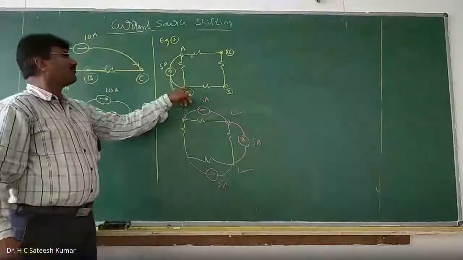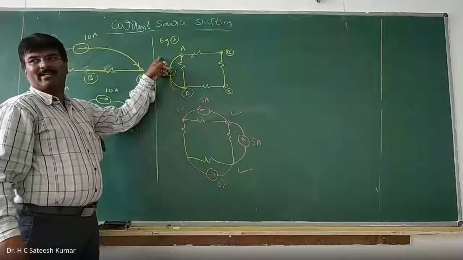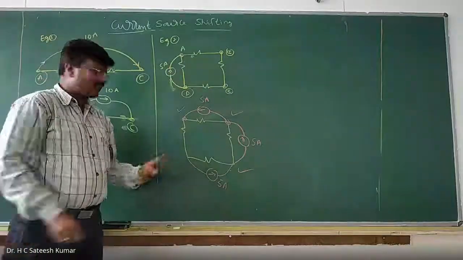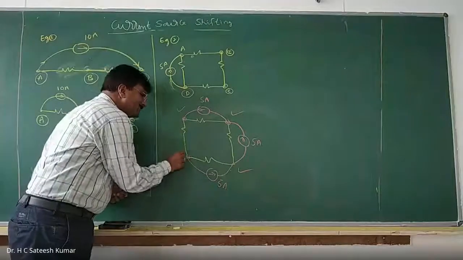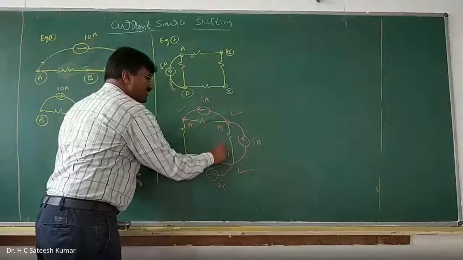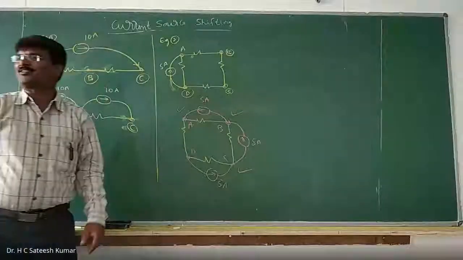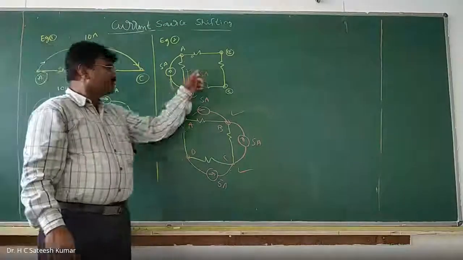Now come to this point. What is the current? 5 amps is leaving. Here also 5 amps is leaving, so it's already automatically taken care of. Therefore, A, B, C, D, all the nodes are taken care of, and we have modified this circuit.